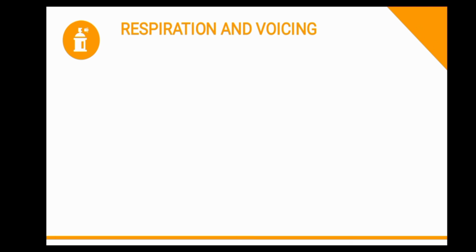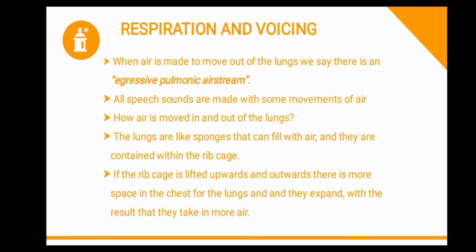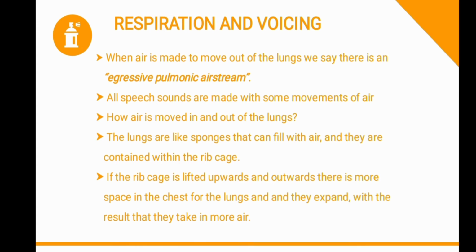Respiration and voicing. When air is made to move out of the lungs, we say there is an egressive pulmonic airstream. All speech sounds are made with some movements of air. How is air moved in and out of the lungs? The lungs are like sponges that can fill with air, and they are contained within the rib cage.